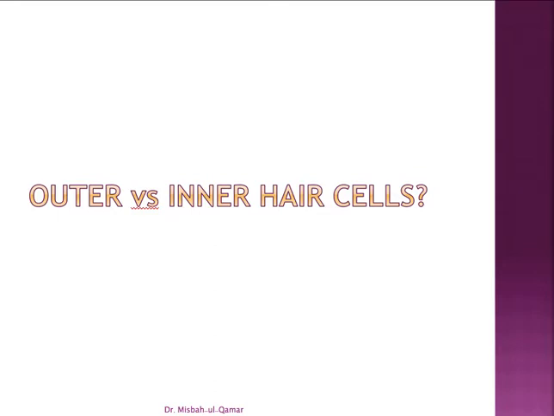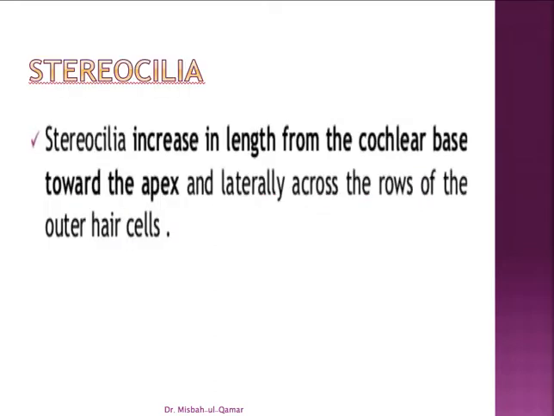So that was all about the hair cells. Now we move on to the stereocilia. What are these stereocilia? Both the inner and the outer hair cells contain apical stereocilia. And these stereocilia are fundamentally important for the hair cell transduction. Now these stereocilia increase in length from the cochlear base toward the apex.